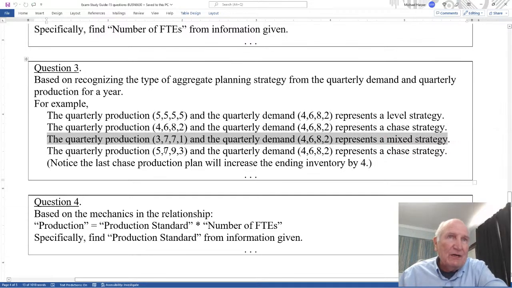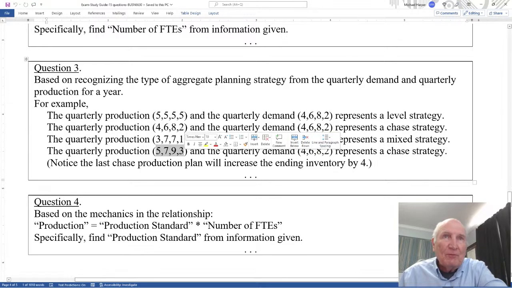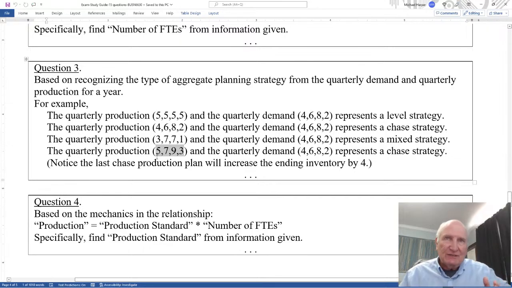And finally, the quarterly production of 5793 and 4682, well, it's not level. It's either chase or mixed. And if I compare 5793 with 4682, I notice that each one of these, the production is one more than the demand. 4 plus 1 is 5, 6 plus 1 is 7, 8 plus 1 is 9, 2 plus 1 is 3. So it's not a mixed, so it's a chase.